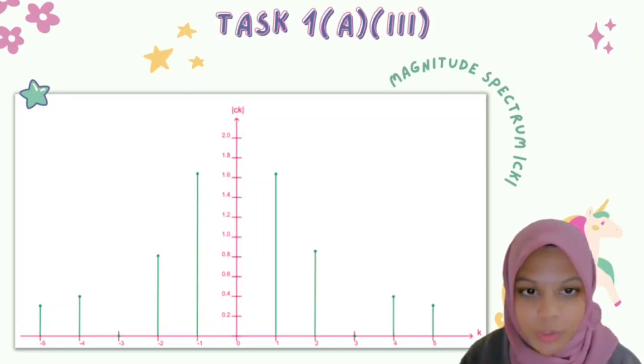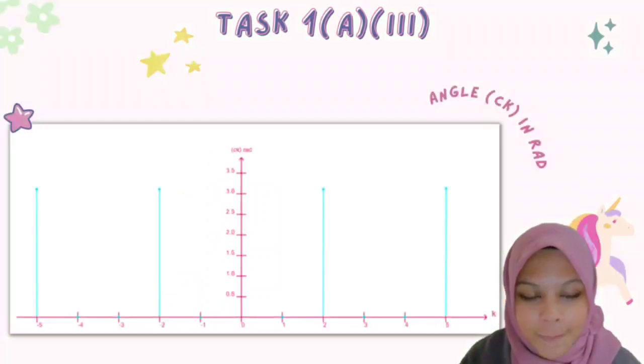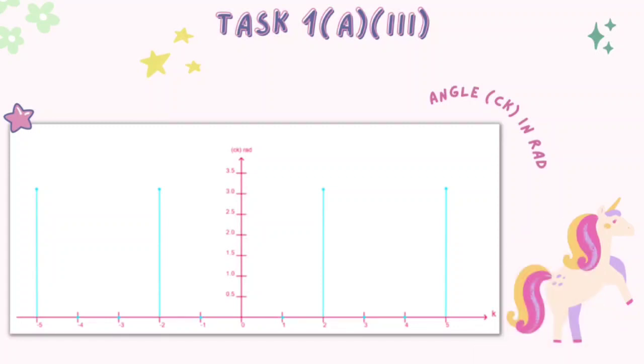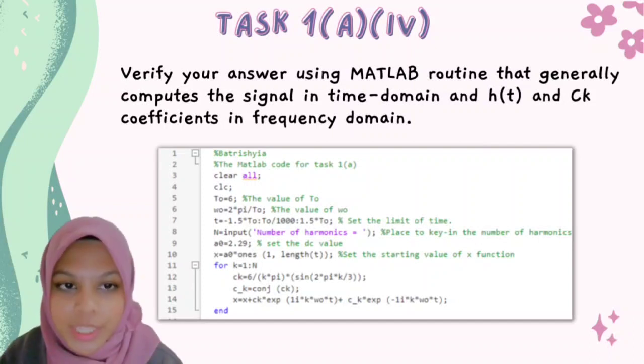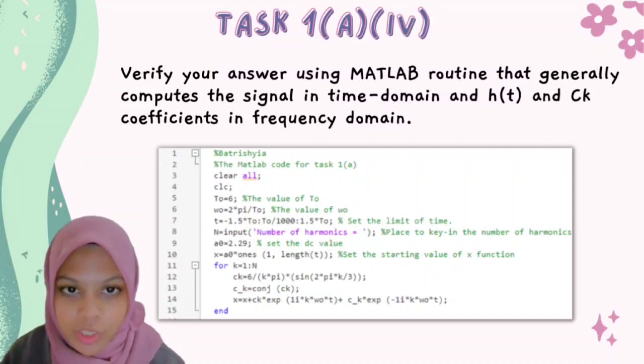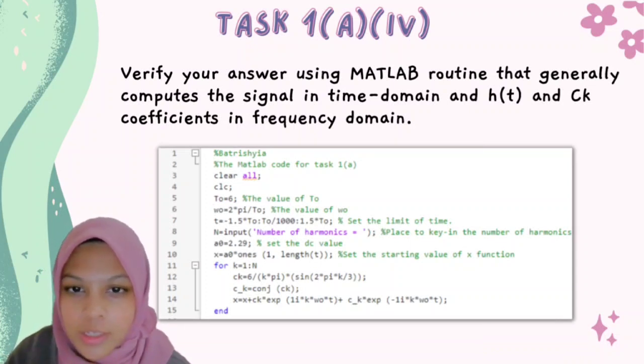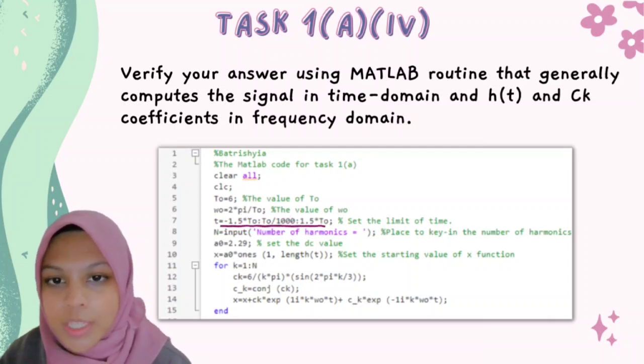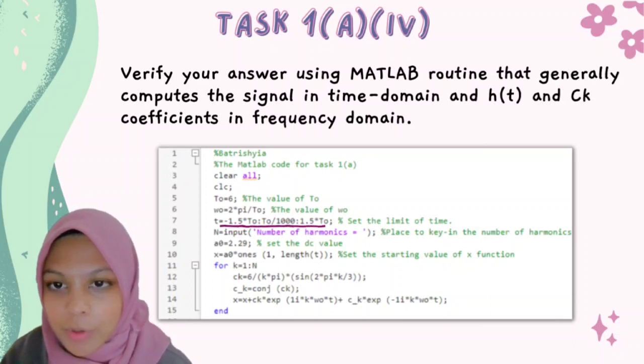So this is the magnitude spectrum that has been plotted based on the calculation. And this is the angle or phase spectrum. For the next task, I am proving all the calculations using MATLAB. So T0 is equal to 6, while omega naught equals 2 times pi over T0. The limit that has been set is from negative 1.5 times T0 to 1.5 times T0.